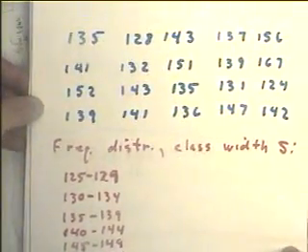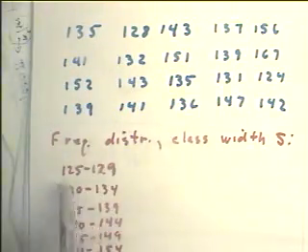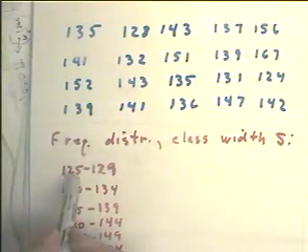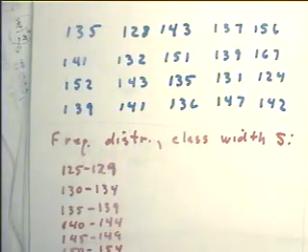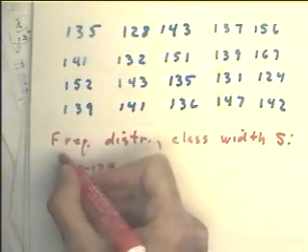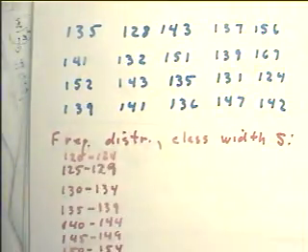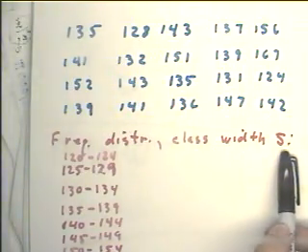Now, frequency distribution just means how frequently do we observe blood pressures between 125 and 129, or between 130 and 134, etc. Now I just realized I have to add a class here, 120 to 124. Okay, now I'm using what we call a class width of 5.